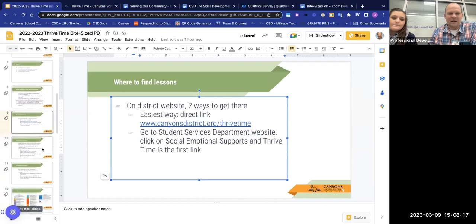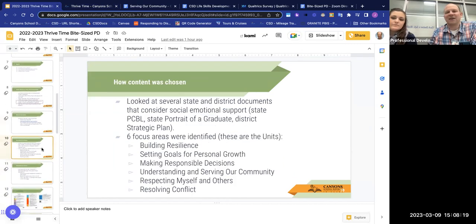Now let's talk about, where did this even come from? How did we choose the content and things that we did? Especially when it comes to social learning, there can be a lot of different resources, and we've had different resources that we've used in our district in the past, Second Step, for example. But in taking a step back and looking, how did we choose what we wanted to teach when? We looked at several state and district documents.